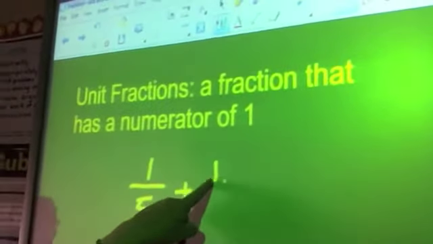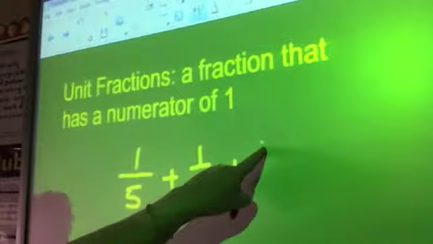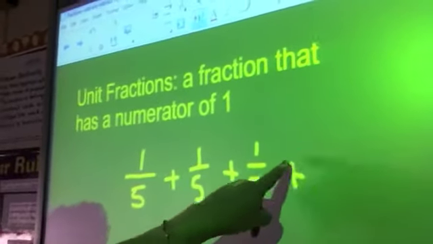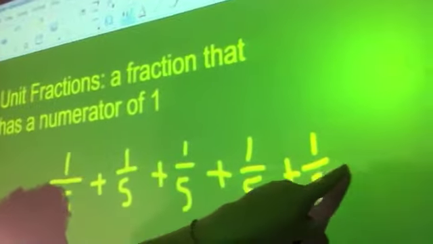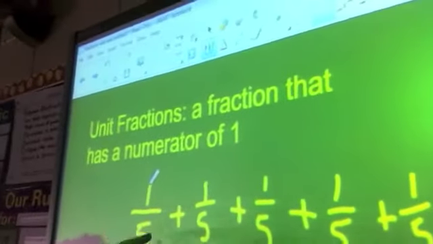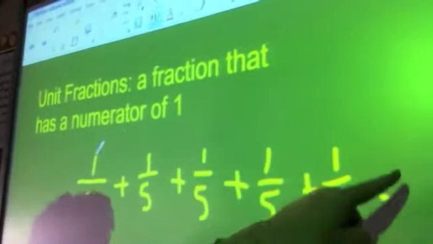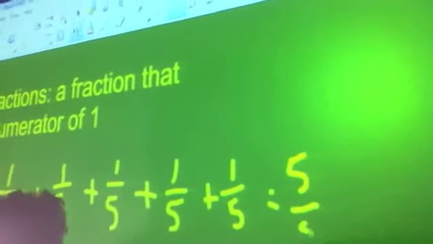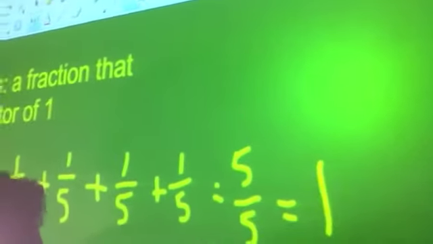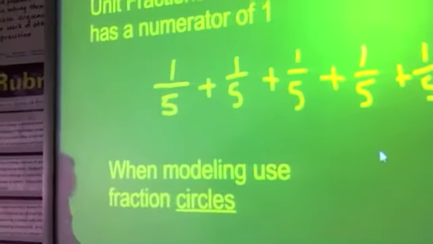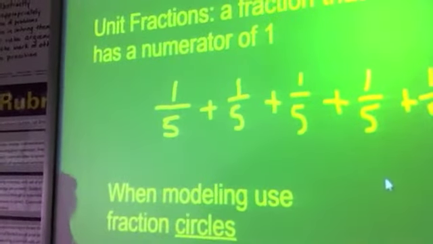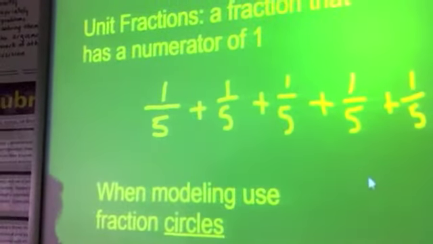If I add 1/5 more, plus 1/5 more, plus 1/5, plus 1/5, I add all the numerators, and I have 1, 2, 3, 4, 5, 5/5, which happens to equal 1 whole. And that's where that whole number comes from. When modeling, use fraction circles. The circles will help you identify the unit fractions that you need to either add or to subtract.